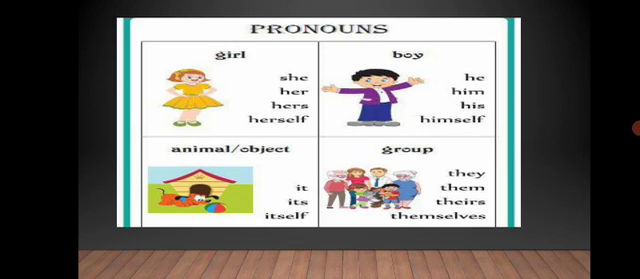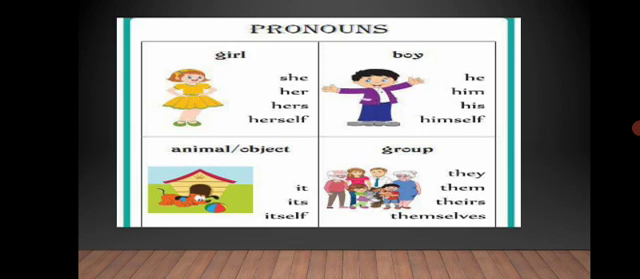Okay, now look at this. If it is a girl, what do we have to use? She, her, hers, herself. Girl means we have to use the pronouns she, her, hers, and herself. If the noun is a boy, what do we have to use? We have to use the pronouns he, him, his, and himself. Next, if it is an animal or an object, we have to use the pronouns it, its, itself.